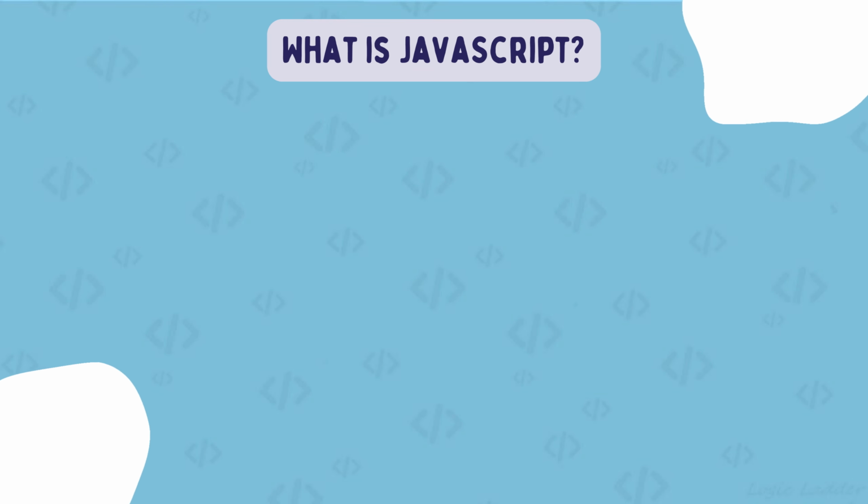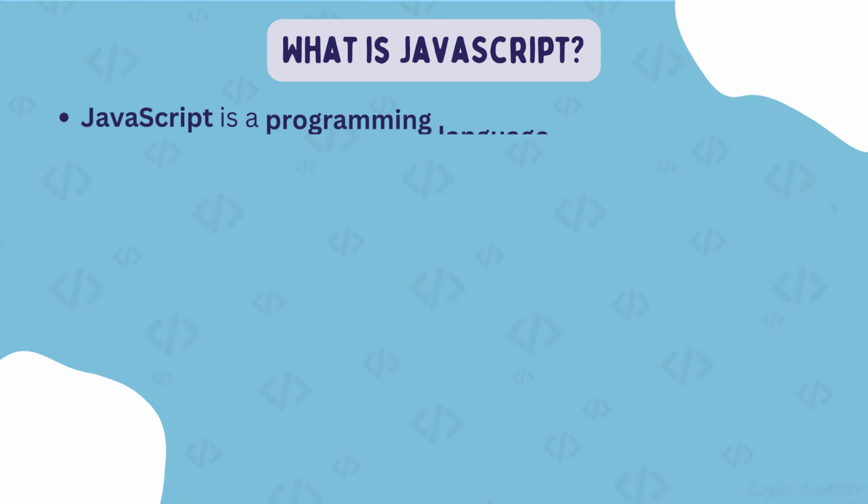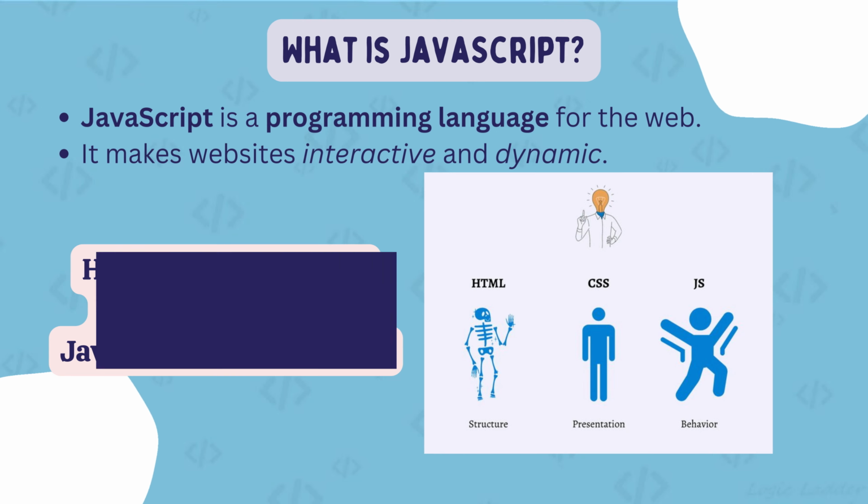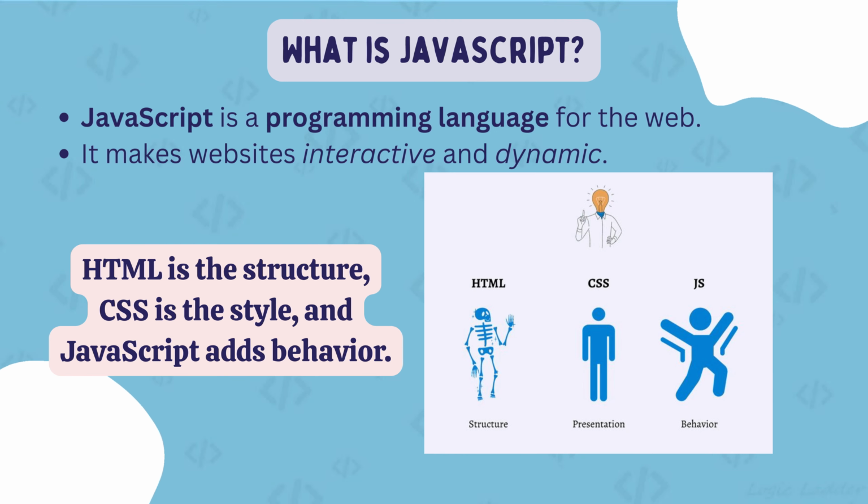Let's start with what is JavaScript. JavaScript is a programming language used to bring your website to life. HTML and CSS are not programming languages. HTML is a scripting language. If HTML is the skeleton and CSS is the outfit, JavaScript is the brain. It adds intelligence, behavior, and interactivity to your website.